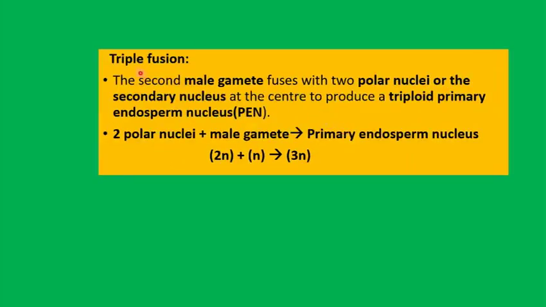In triple fusion, the second male gamete fuses with the two polar nuclei, or the secondary nucleus at the center, to produce a triploid primary endosperm nucleus. The two polar nuclei, each of which is haploid, fuse with a male gamete which is haploid, and it gives rise to the triploid primary endosperm nucleus or PEN. This process is known as triple fusion. So syngamy and triple fusion occur simultaneously, and this process is known as double fertilization.